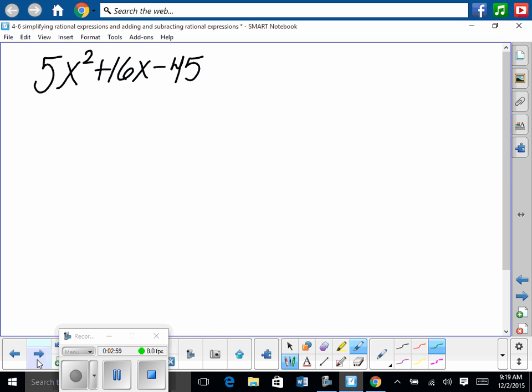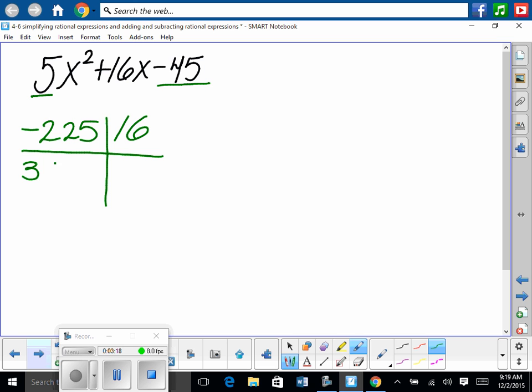What multiplies to be negative 45, a times c. So what multiplies to be 5 times negative 45, which is negative 225, and adds up to be 16? Guys, just start listing out factors. 225 divided by 2. Nope. 225 divided by 3. 3 and 75. 225 divided by 4. Nope. 225 divided by 5. 5 and 45.